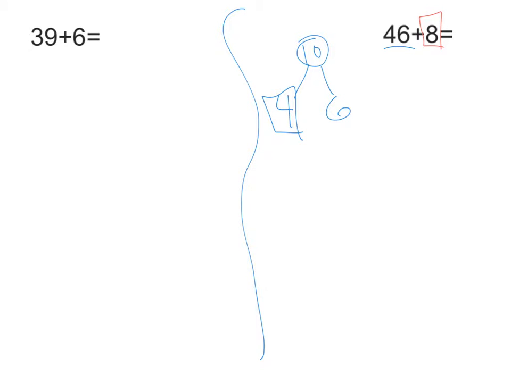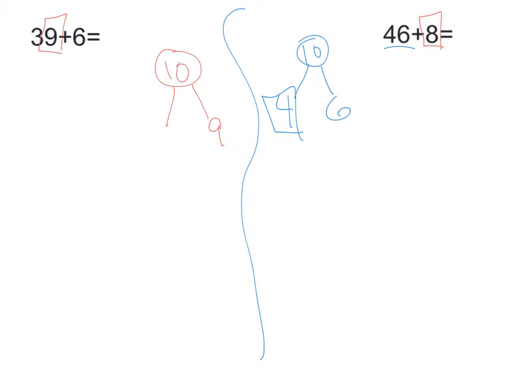On your paper, please make a number bond for your ones place. I notice that it's 9. What number do I need to add to 9 to get to 10? Pause the video, start the video again when you're ready to continue.